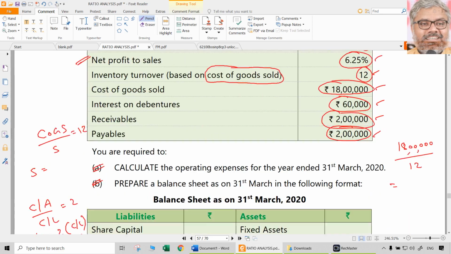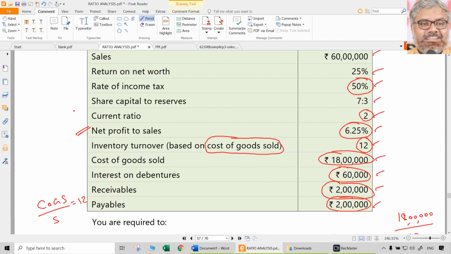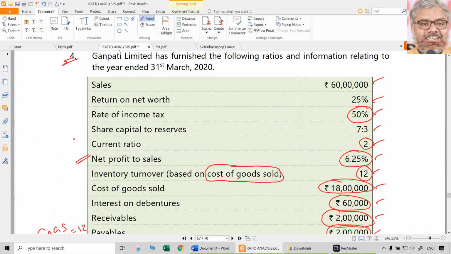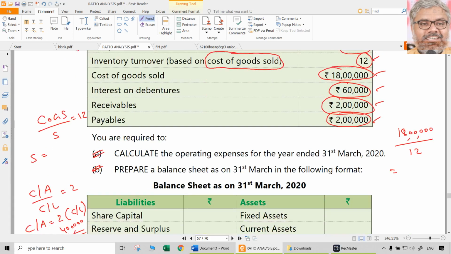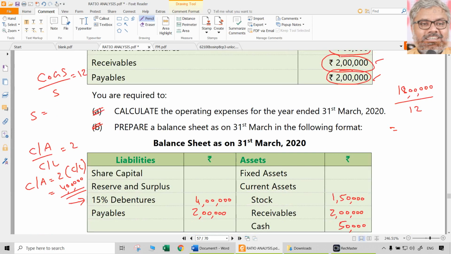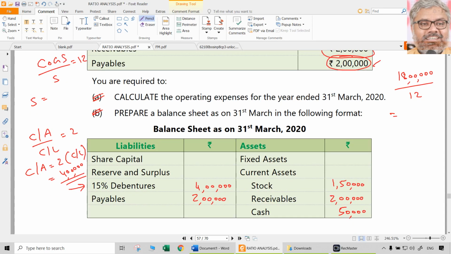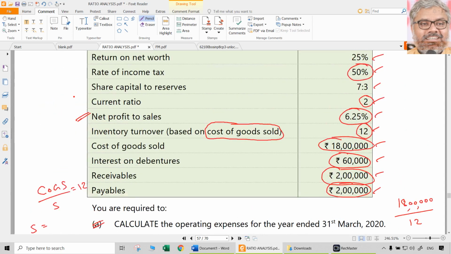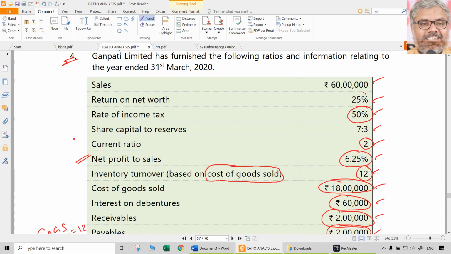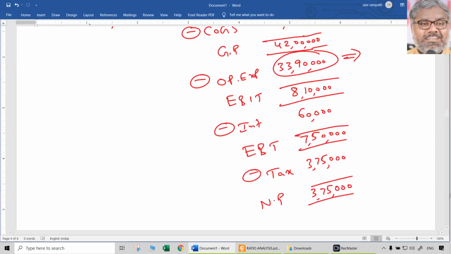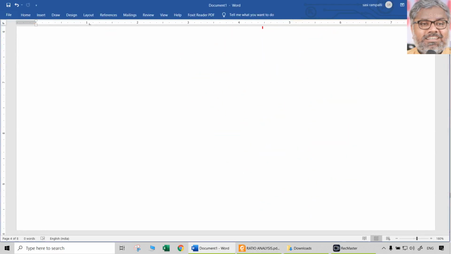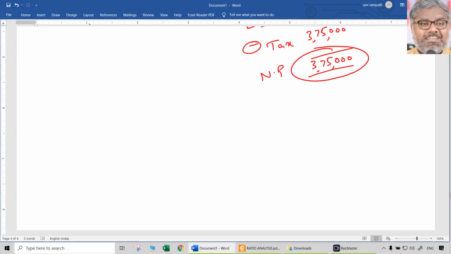We need fixed assets, we don't know them. Also, we need share capital separately and reserves also separately. But one thing we can easily find out is here, put together share capital and reserves and surplus, what we call that? That is net worth. And return on net worth is given as 25%. So return on net worth means what? On the net worth is only on the shareholders' funds. So the return we have to take return on equity basically. That is return on equity only.